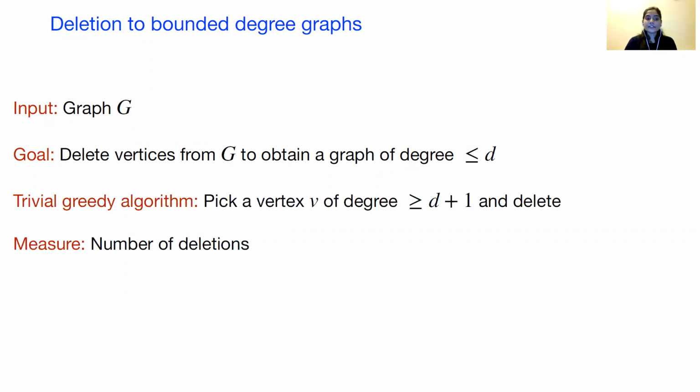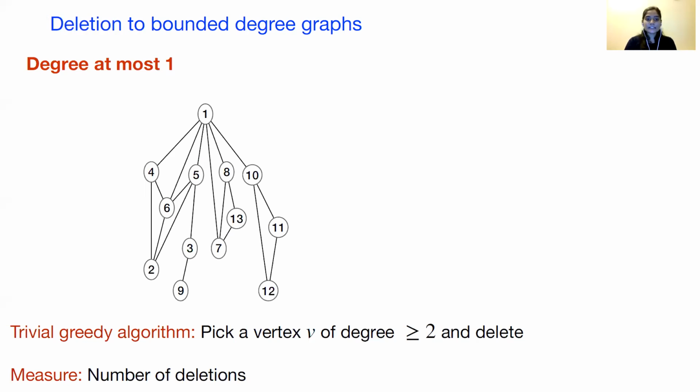We will use a trivial greedy algorithm, that is, pick a vertex V of degree at least D plus 1 and delete it from the graph. We want to measure our budget in the number of deletions that we are making. Consider this simple graph. I want to delete vertices from this graph such that the remaining graph has degree at most 1. Again, I will use the trivial greedy algorithm, picking a vertex of degree greater than or equal to 2 and deleting it from the graph, and I'll measure my budget in the number of deletions.